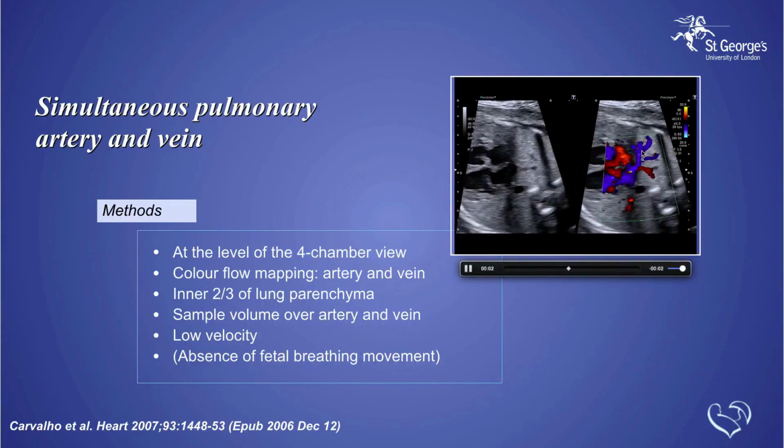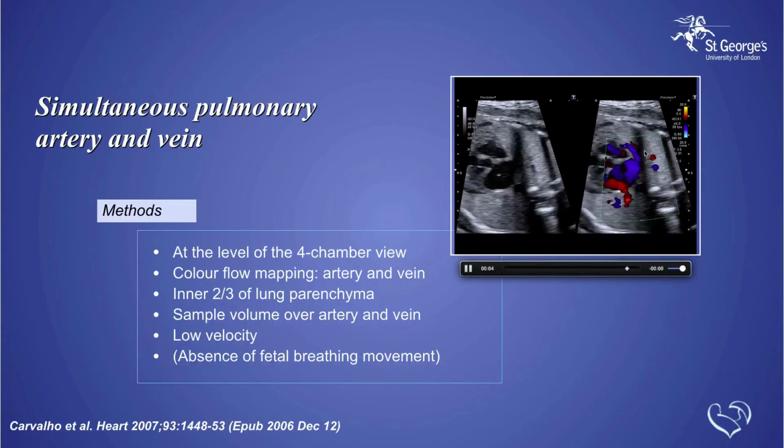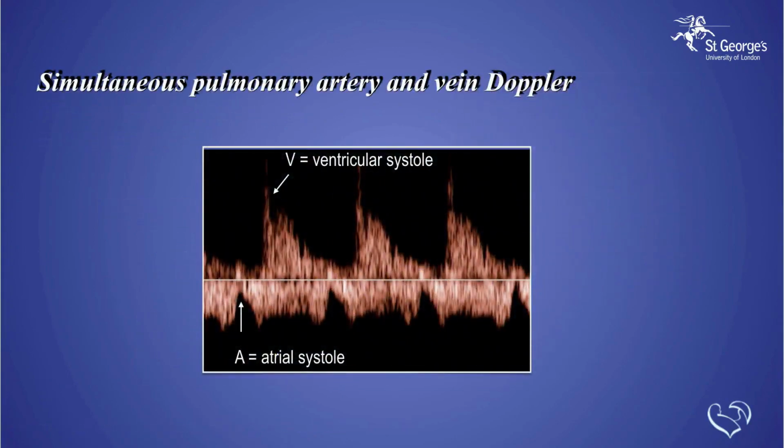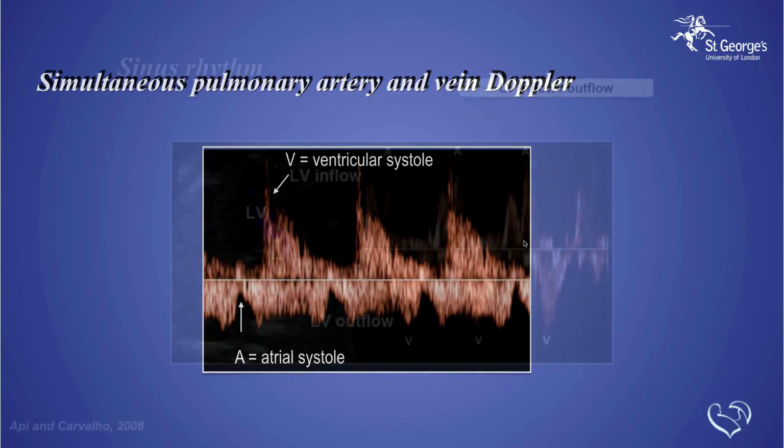And you put a relatively wide 2 or 3 millimeter sample volume, and you capture the two signals simultaneously. It's a blown-up picture of the pulmonary artery and pulmonary vein. You've seen some of the live sessions. It's very easy to get. So atrial systole and ventricular systole, regular and one-to-one conduction.